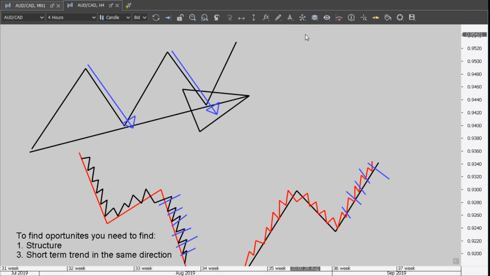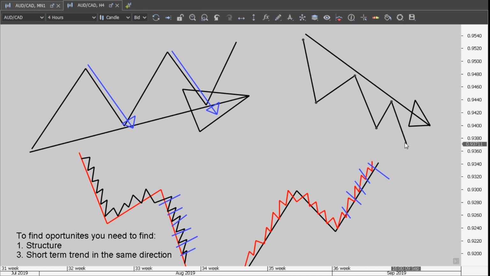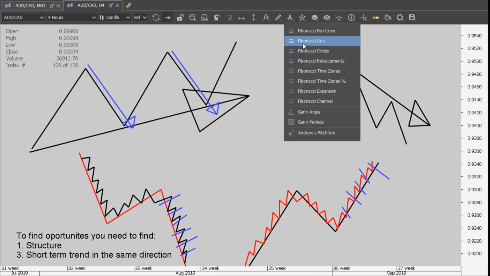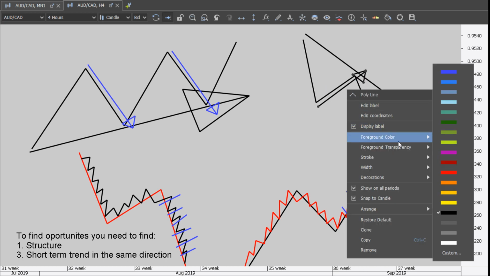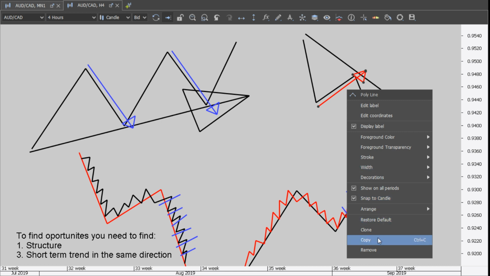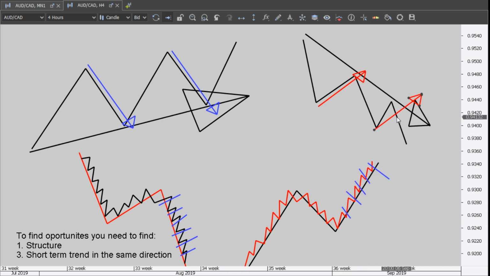So in a downtrend, you have a downtrend line like this, and you have the market making lower lows, lower highs, lower lows, lower highs, lower lows, lower highs. So the counter trend line goes in the opposite direction like this. So this is going to be one counter trend line, second counter trend line, like this.